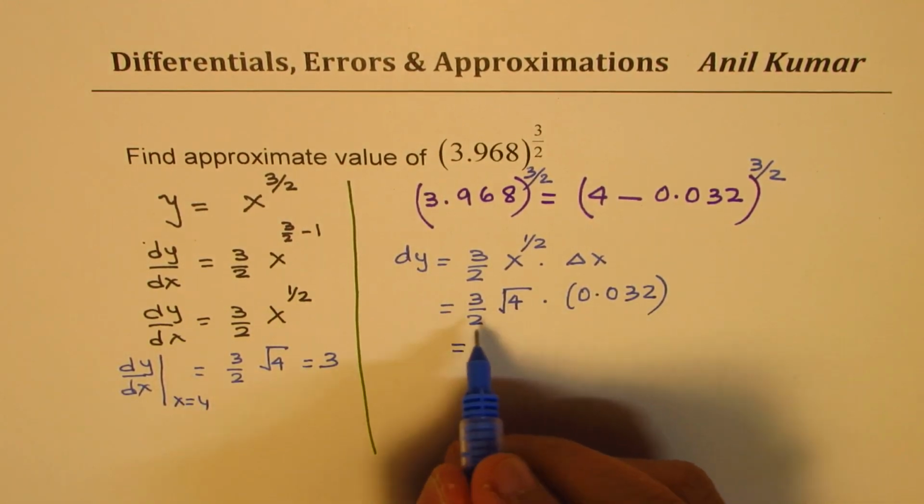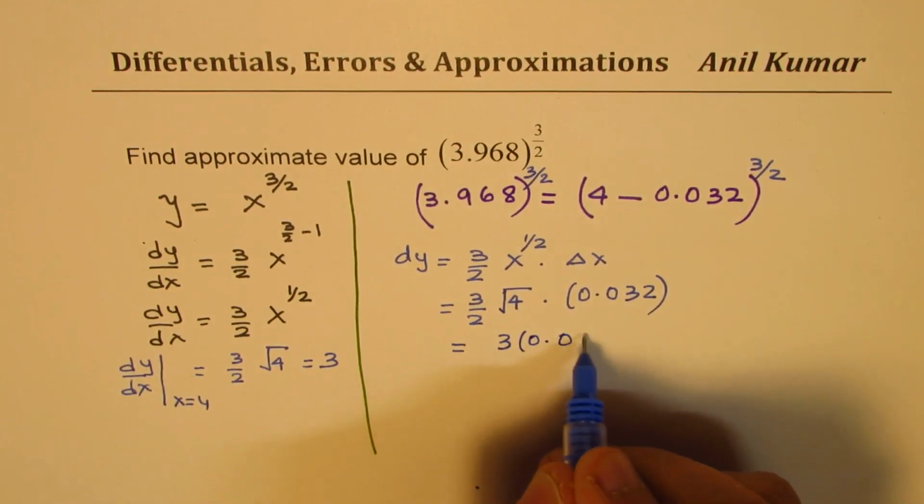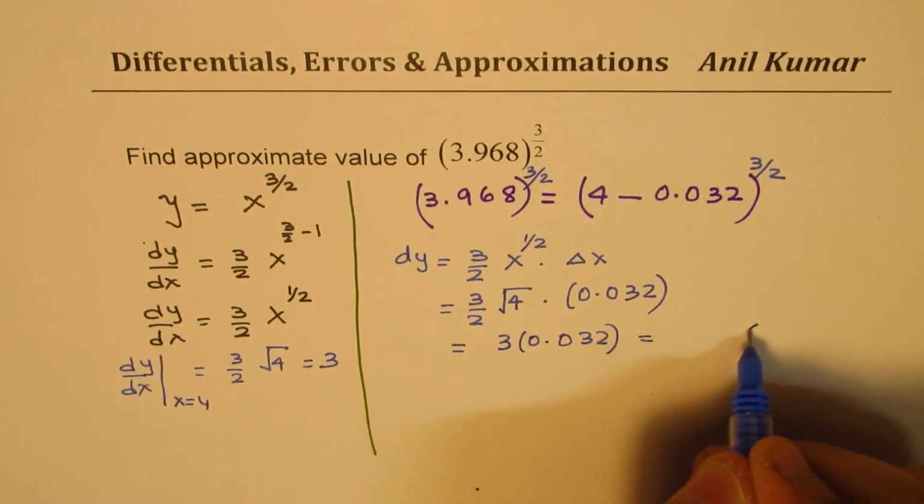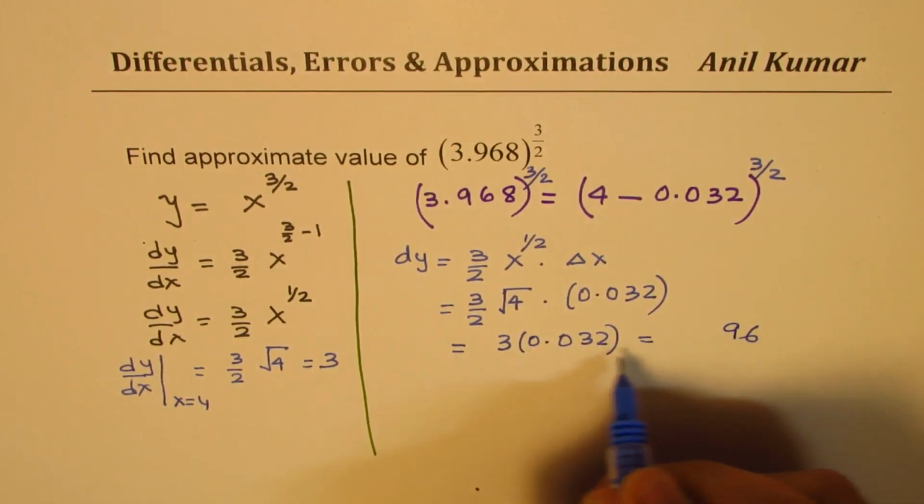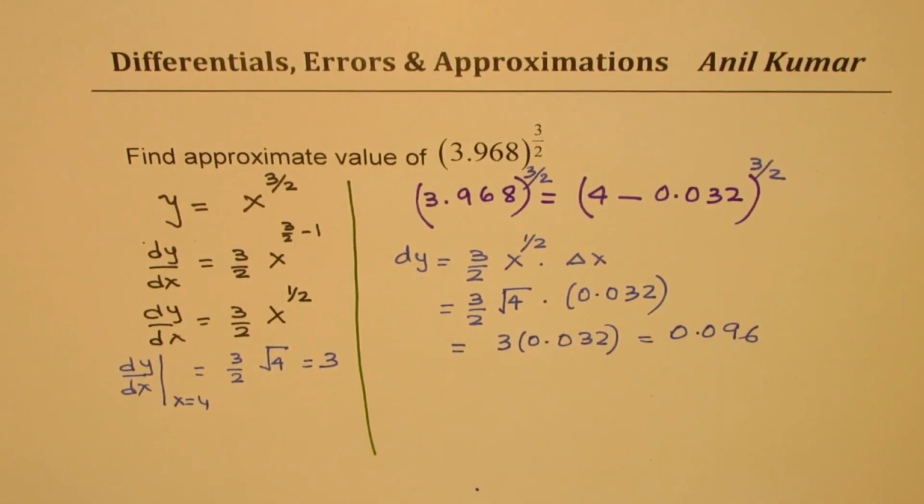So the change in y will be, this is 3 as you know, 3 times 0.032. So if you multiply, 3 times 2 is 6, 3 times 3 is 9, and then you get 0.096. So that is your change. Perfect? That is your change.